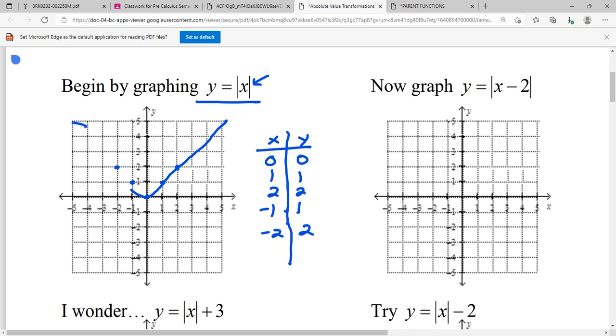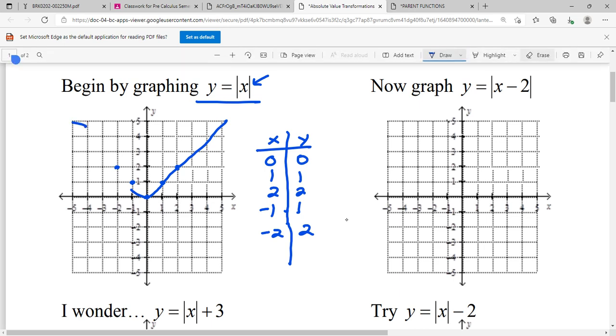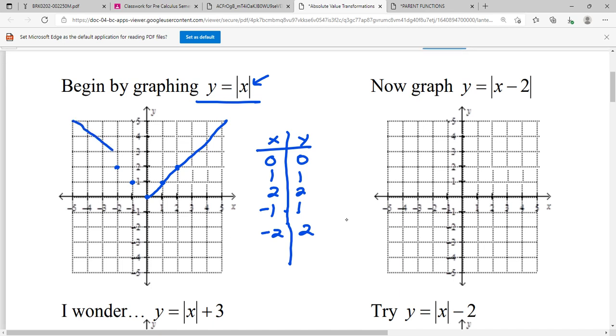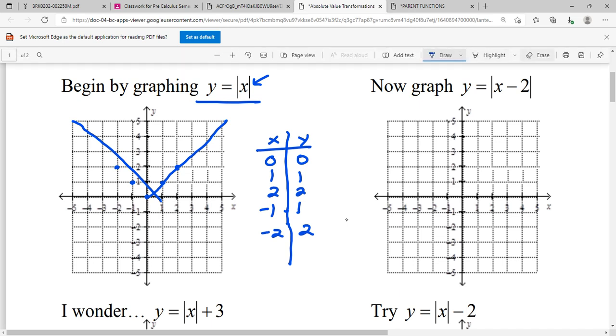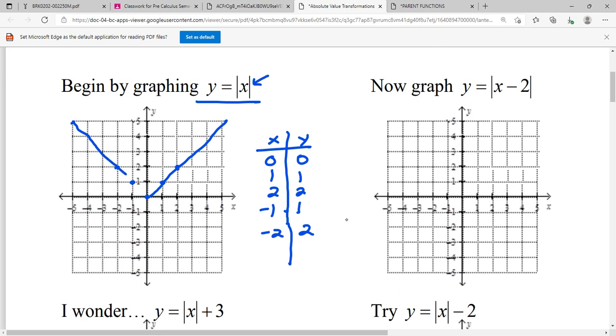Having trouble drawing straight lines here. That was terrible. Erase it one more time. Try one more time. There we go. That's a little better.